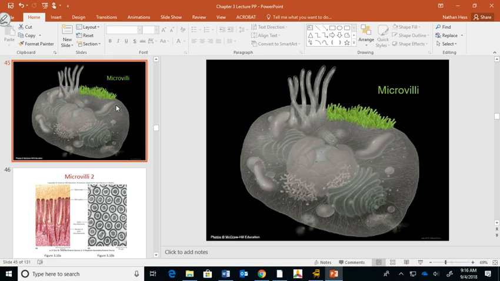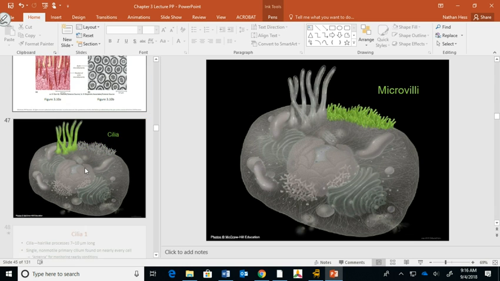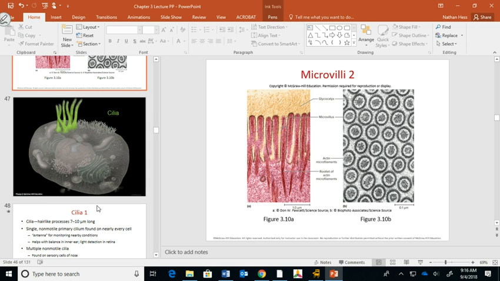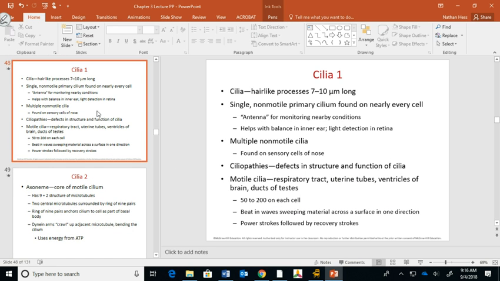Here's a picture of those microvilli, again on your composite cell. Another picture here, where you can see the microvilli on the outside of the cell that have these little projections going up and down. Our next one we're going to talk about is cilia. You recognize that, right? So cilia are longer, they're hair-like, so longer than microvilli.